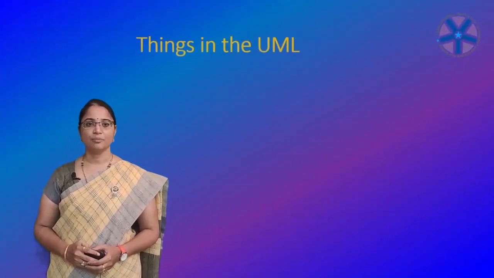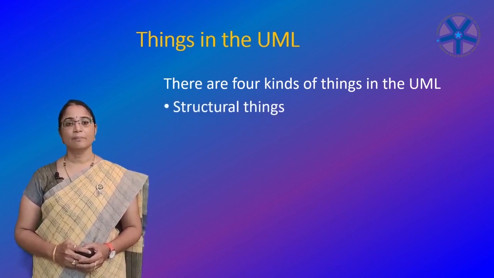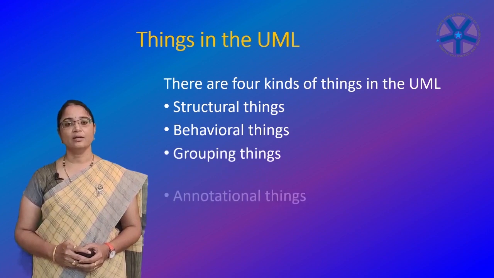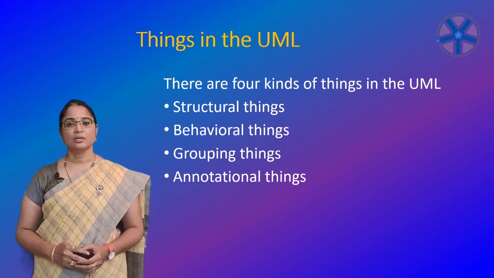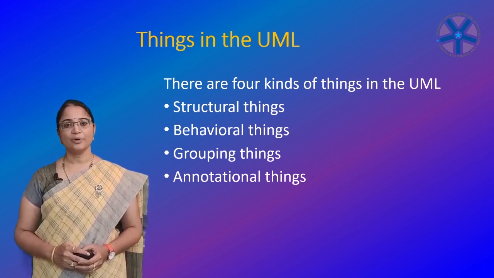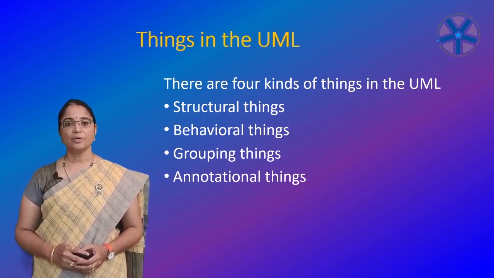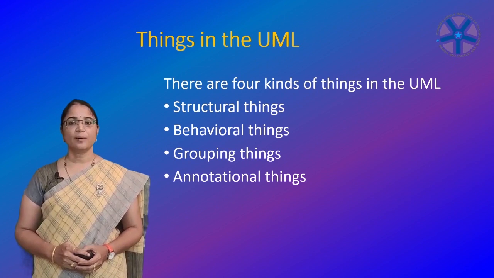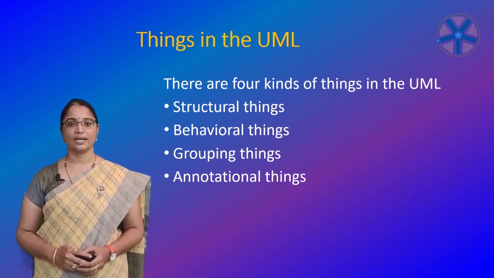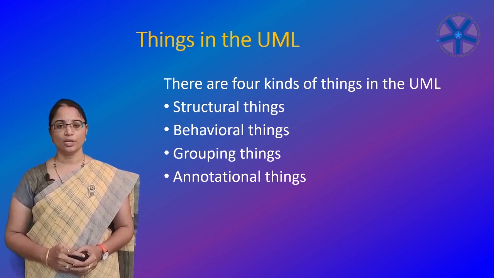Coming to the things in the UML. There are four kinds of things in the UML. There are structural things, behavioral things, grouping things, and annotational things. Coming to the structural things, the classes, interfaces, collaborations, use cases, components, and nodes are seen in the structural things. Coming to the behavioral things, interactions and state machines are seen in the behavioral things. Coming to the grouping things, here we will discuss the packages. Next, coming to the annotational things. These are the notes which are used to represent the comments and explanations of the model.